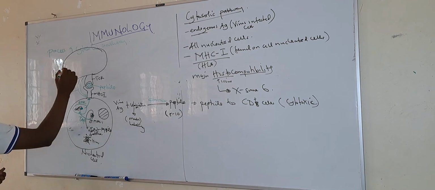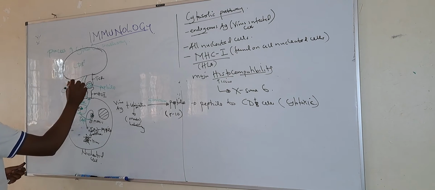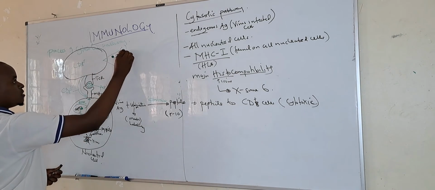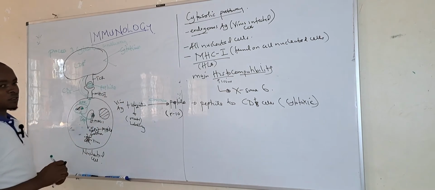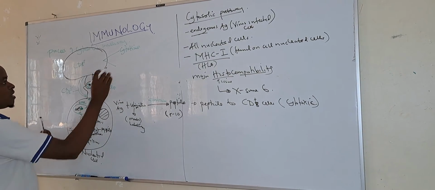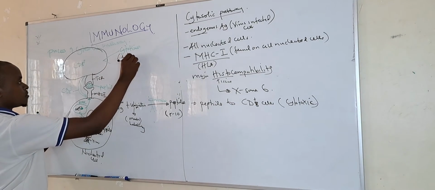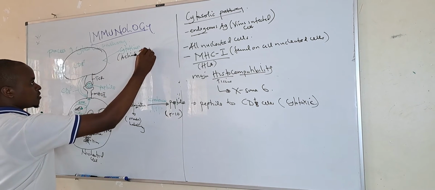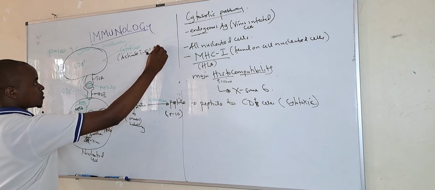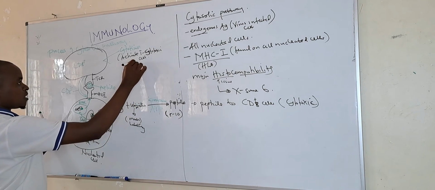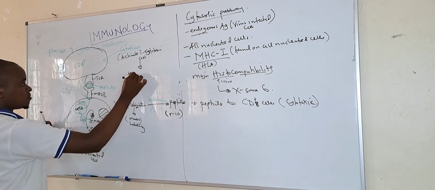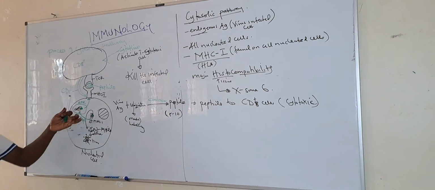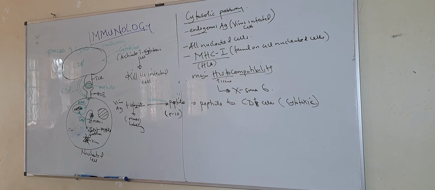Now the whole of it, we can call it the CD8. And this CD8, once it interacts with the peptide, starts producing what we call cytokines. And these cytokines will activate this T cytotoxic cell, and this T cytotoxic cell will come and kill the infected cell. So this marks the end of the pathway.